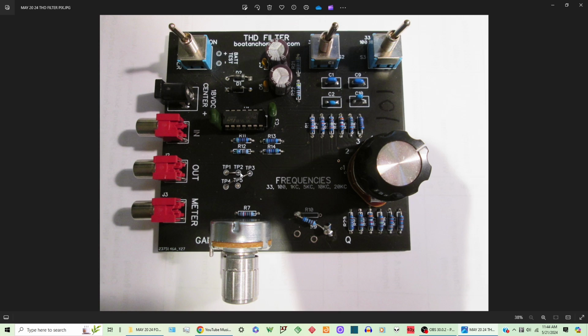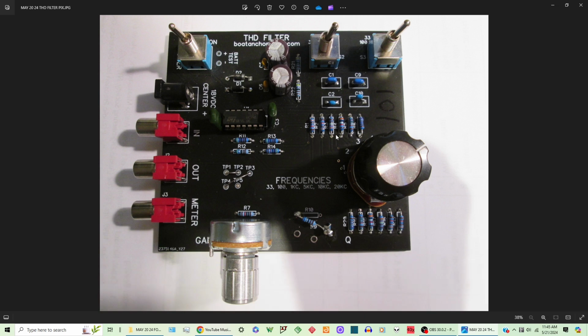All right, here we have a picture of the THD filter. We'll run through it very quickly just to give you the high points. Then we'll take a look at the schematic and give a detailed idea of what's going on. And we'll show you some test results from two different audio generators and how this filter can improve the THD. Up here we have the power switch. These are two range switches that control the range of the frequencies in here.